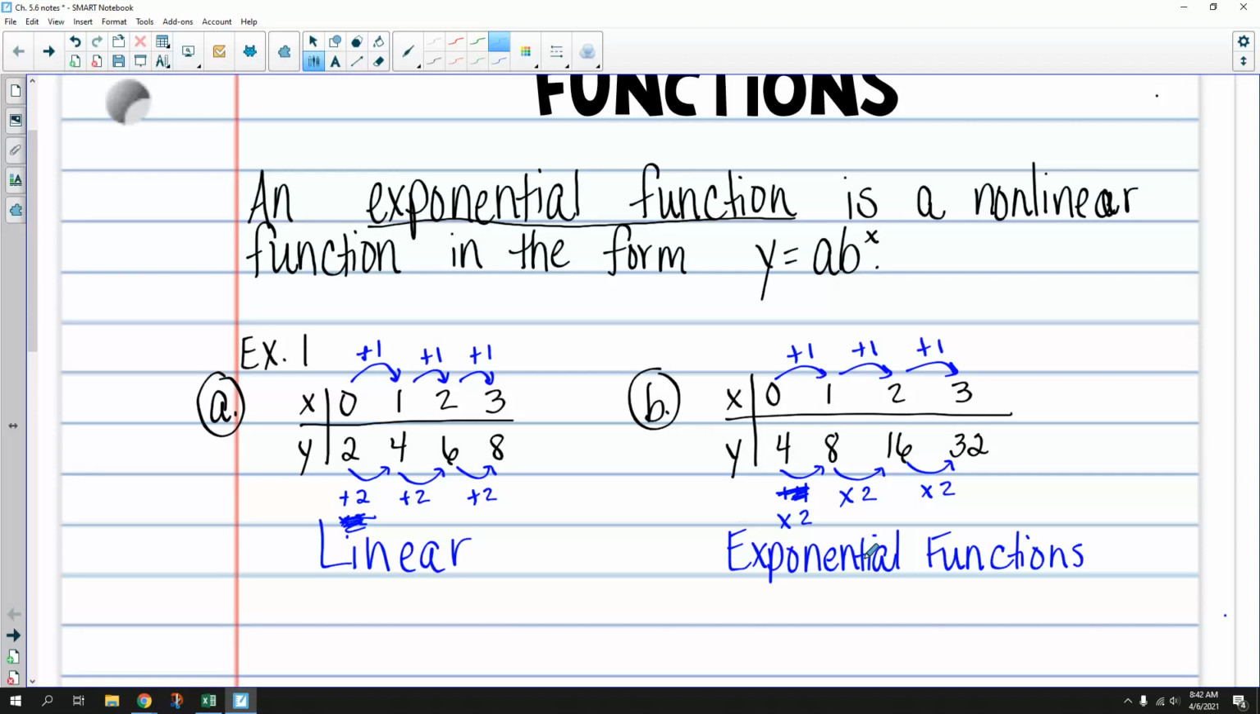Another example of exponential growth could be like mosquitoes. You could have a small amount, and then all of a sudden, it's an exponential growth of mosquitoes showing up, okay?